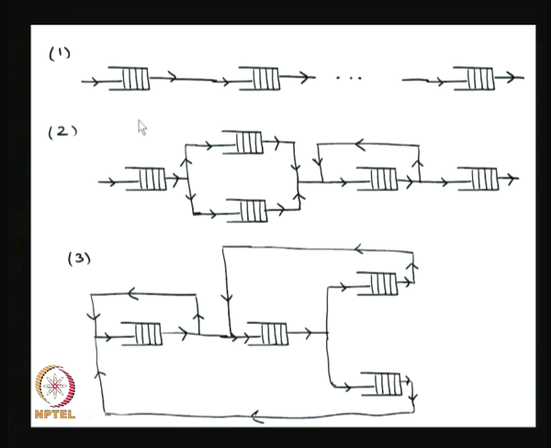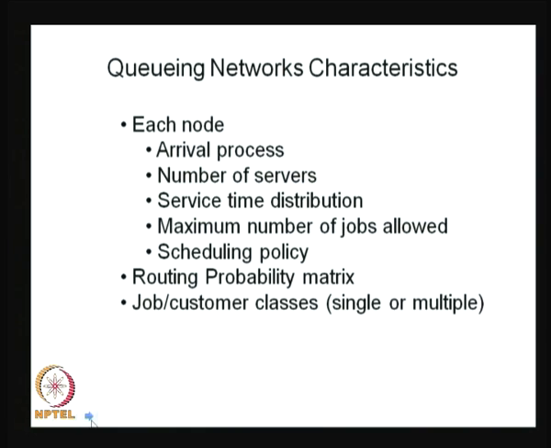So, even though I have started with 3 examples, and these 3 examples are related to different types of queuing networks, before I move into the types of queuing networks, let me give the characteristics of queuing networks. What is the minimum information needed or provided to study queuing networks? It consists of nodes and interconnections. The interconnections are given by the routing probability matrix.